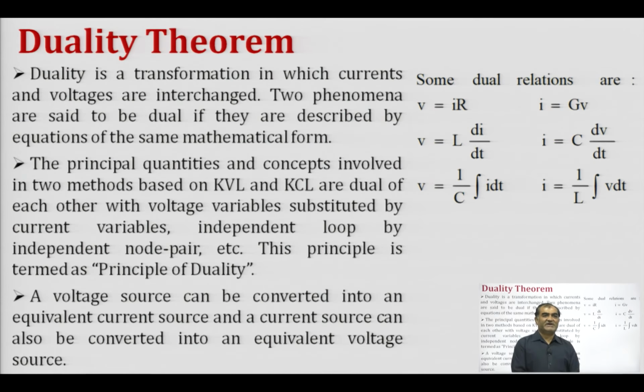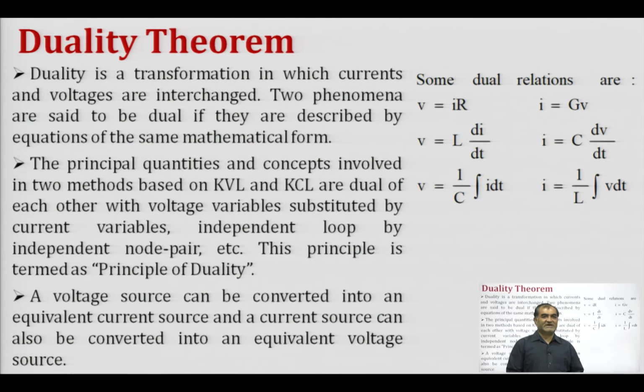The principal quantities and concepts involved in the two methods based on KVL and KCL are dual of each other, because in the case of KVL we consider the loop or mesh currents, and in the case of KCL we consider the node voltages. Therefore, they are dual of each other. So, this principle where we find the dual of the two elements is known as the principle of duality.